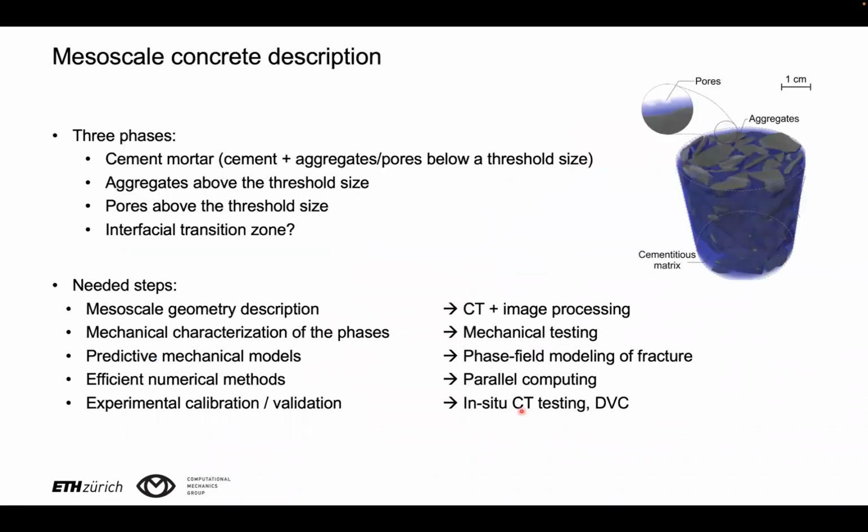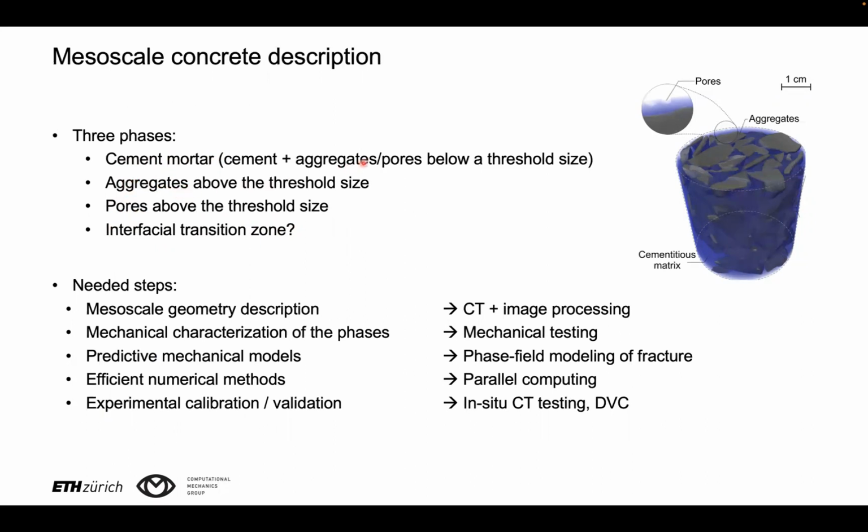Now, how to describe concrete at the mesoscale? As I mentioned, we are currently focusing on three phases. So one is the cement mortar, one are the aggregates, and one are the pores. For the time being, we are neglecting the interfacial transition zone. We may incorporate it in the future. But this is not enough. We also need to specify what for us is the matrix and which ones are the aggregates.